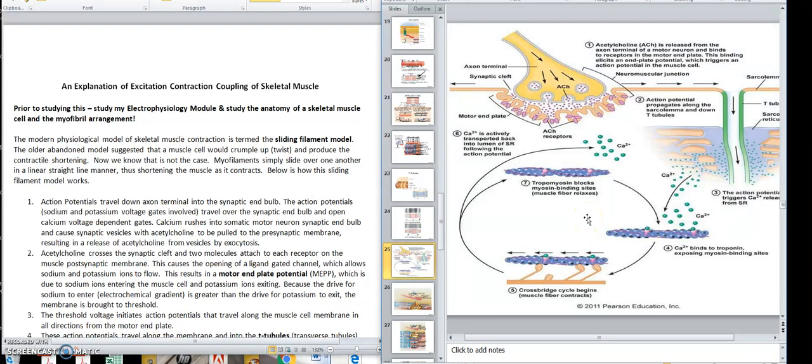All right. So now what we're going to do with that, we're going to walk through this step by step and see how it occurs. What I'm going to do is I want to start fresh. So I'm going to close this one because that gave the overview, and then we're going to do the excitation contraction coupling. Okay.